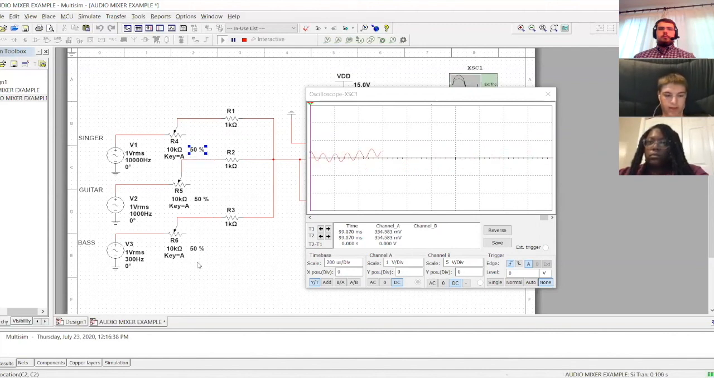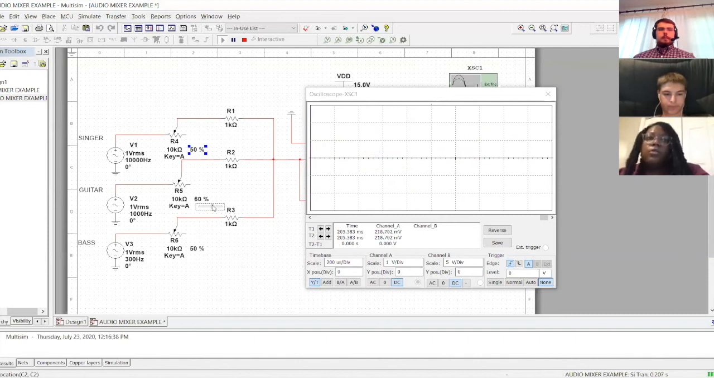And then if I take the bass and I maximize its role, you can see we get this waveform where the frequency decreases and the amplitude increases. And then if I do the same for the guitar, we get this waveform where the frequency increases and the amplitude increases as well.